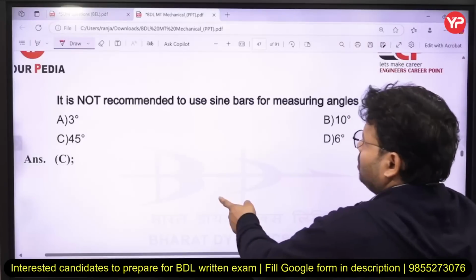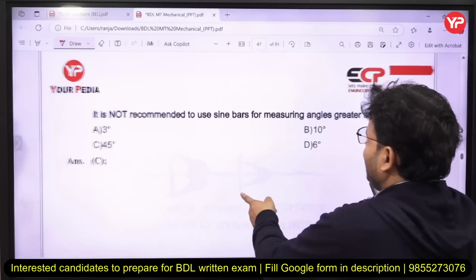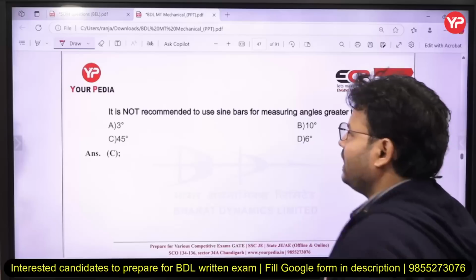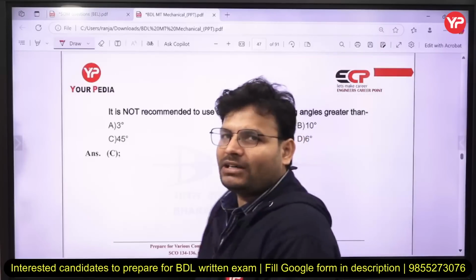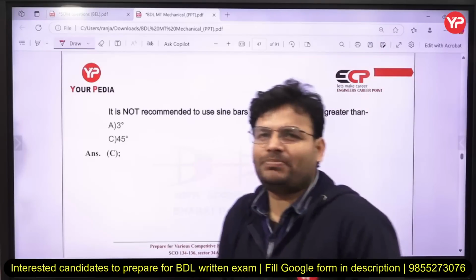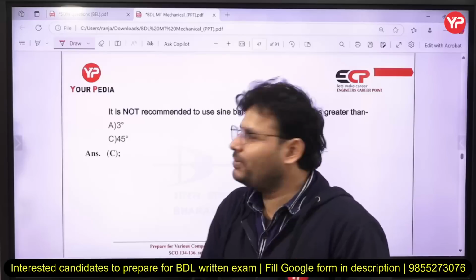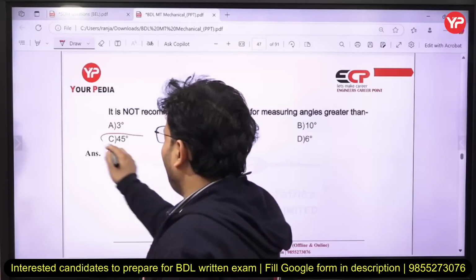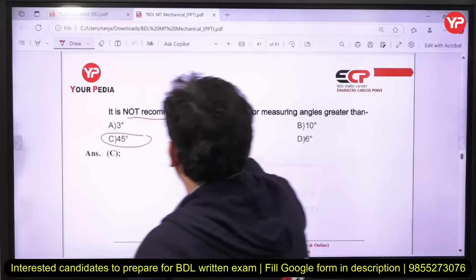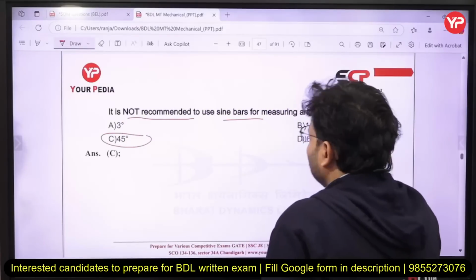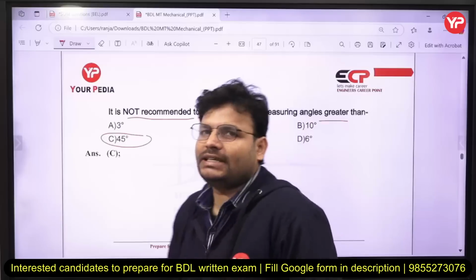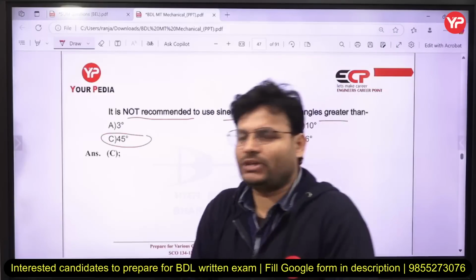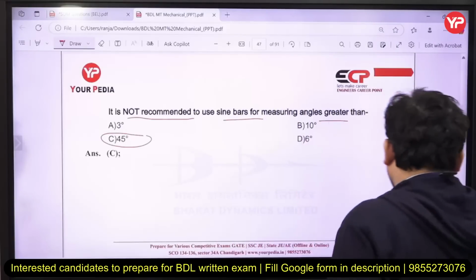Next question. Not recommended to use a sine bar for measuring angle greater than... Sine bar, basically that is part of metrology. You have seen the sine bar; the maximum angle that you can measure with the help of a sine bar is how much, my dear friends? 45 degrees. So it is not recommended to use a sine bar if the angle is more than 45 degrees. In such a case, the sine bar is not going to be used for measuring. So the correct answer will be what?